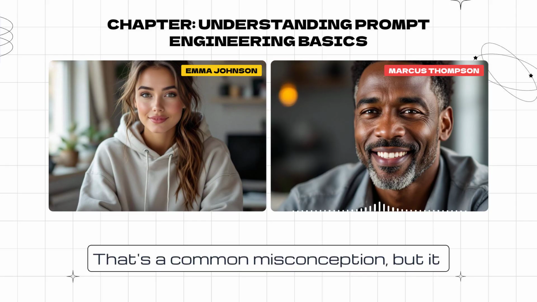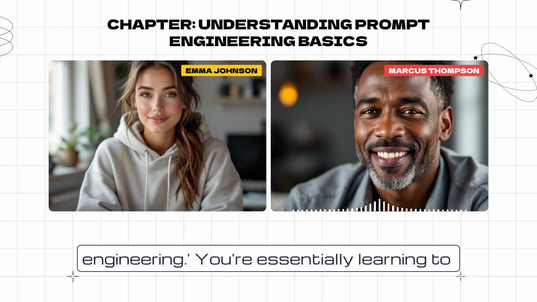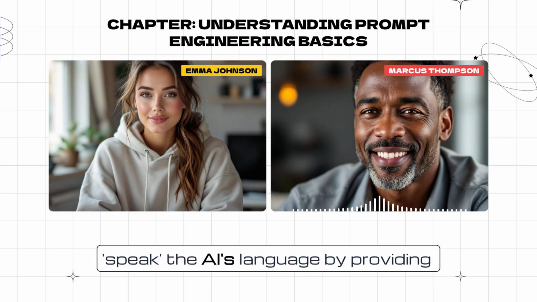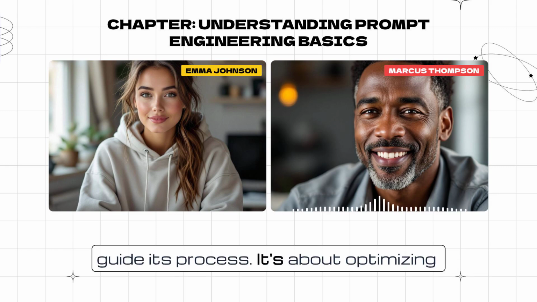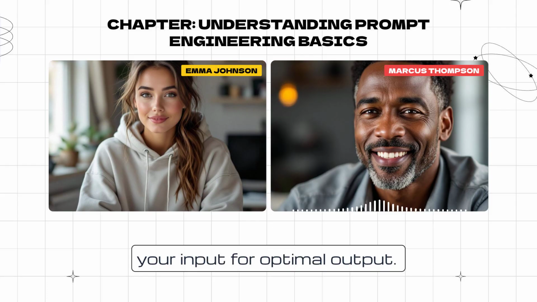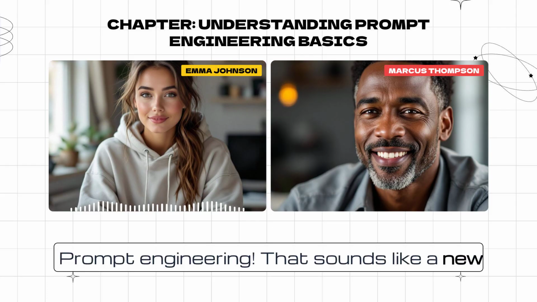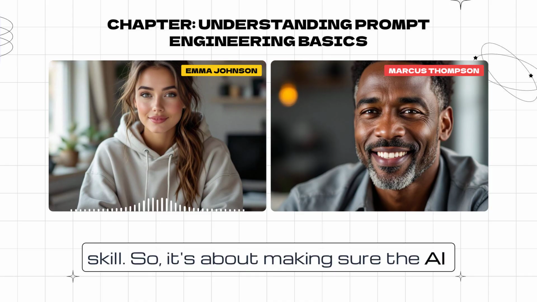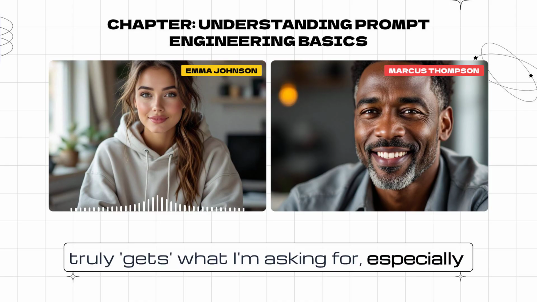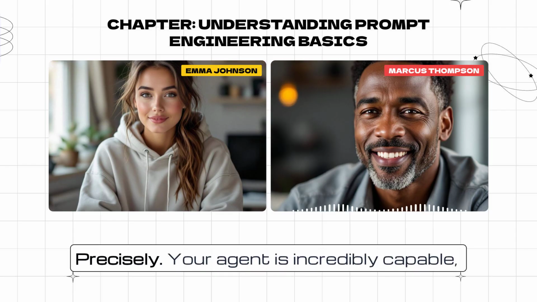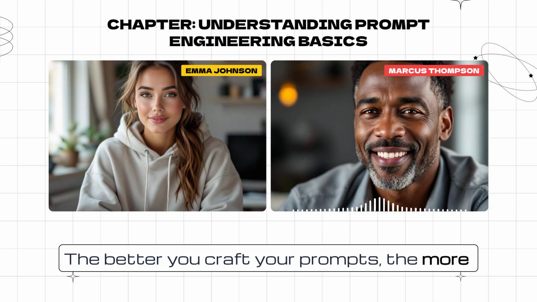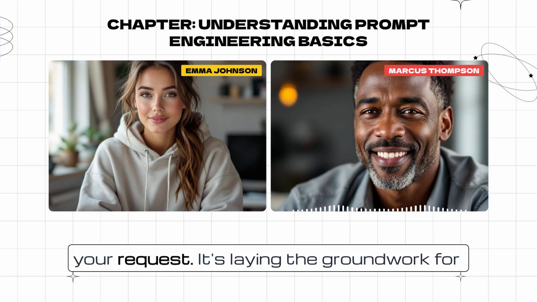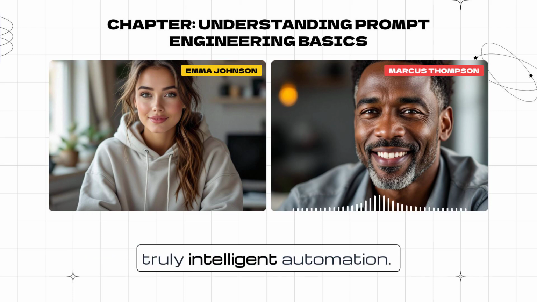That's a common misconception, but it highlights the essence of prompt engineering. You're essentially learning to speak the AI's language by providing prompts that are unambiguous and directly guide its process. It's about optimizing your input for optimal output. Prompt engineering? That sounds like a new skill. So it's about making sure the AI truly gets what I'm asking for, especially if I'm looking for very specific research? Precisely. Your agent is incredibly capable, but it relies entirely on your instructions. The better you craft your prompts, the more accurately and efficiently it can fulfill your request. It's laying the groundwork for truly intelligent automation.